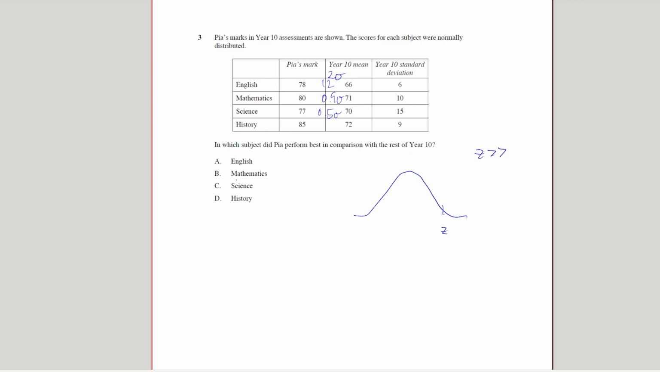So 85 minus 72, that's 13. 13 over 9, I'll say that's like 1.4 ish. So the biggest sigma we get is in English, so it has to be A. Once again, I want to emphasize that even though in history she got way higher than the mean, the main point of this is the Z-score. If the Z-score is really high, that's how you know you did way better. Alright, let's move on to question 4.